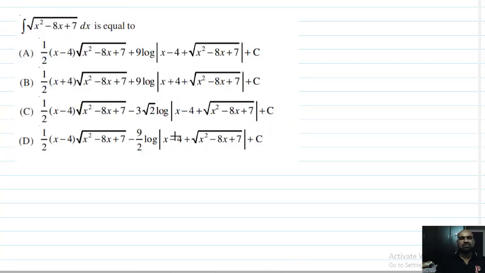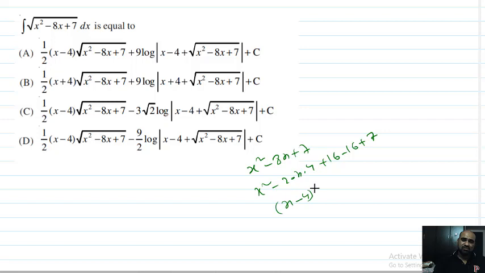Okay, next objective problem, students. So first of all, x square minus 8x plus 7. Now we want it in the form of x square minus a square. X square minus 2 into x into 4 plus 16 minus 16 plus 7. Okay.